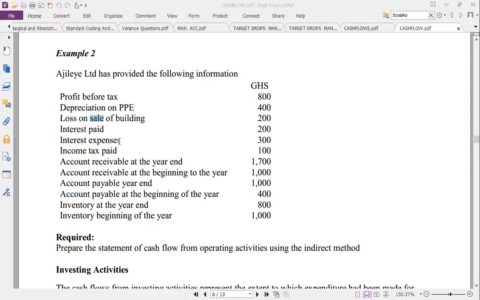Good. So is there any other item that we have to adjust? Basically, that's all for this particular question. What is left is the changes in working capital, the 10 tick squad. Okay, so let's see. You can sum them up and put them here, making 600, or you can add the changes in working capital to it.